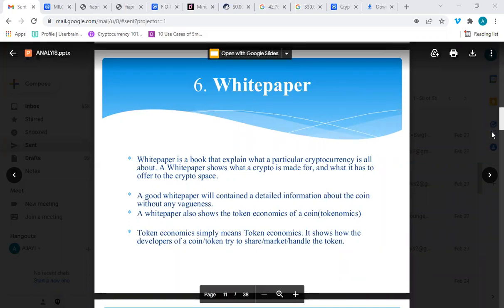So I've told you something to check on tokenomics. Check the team percentage and check the percentage allocated for private sale or ICO, right? So that's that about the white paper.